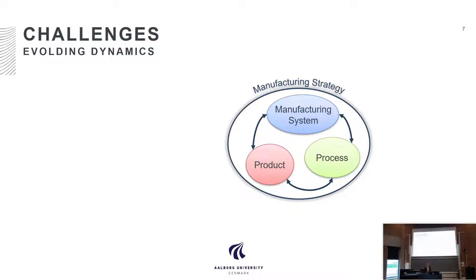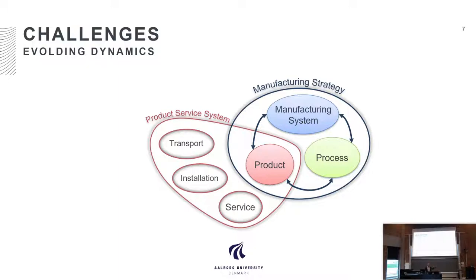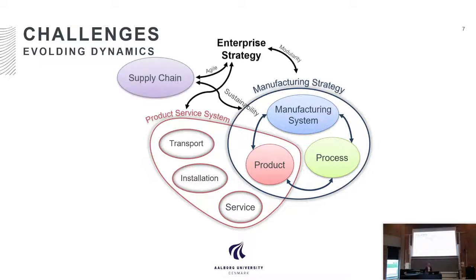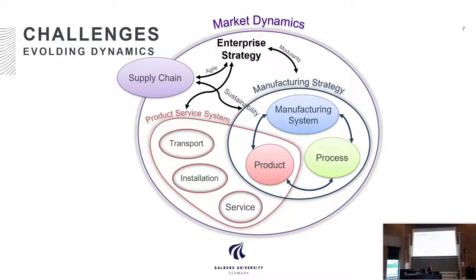But the story does not end there. We have the product service system. We have to, especially in the wind turbine case, transport them, install and service. So these are also quite related with supply chains, inbound and outbound, of course, under enterprise strategy. All these domains are covered by market dynamics, which are becoming quite important for us. Because, for example, the demand impact. Unfortunate events in Ukraine, for example, are now creating a pressure on the demand of wind energy.